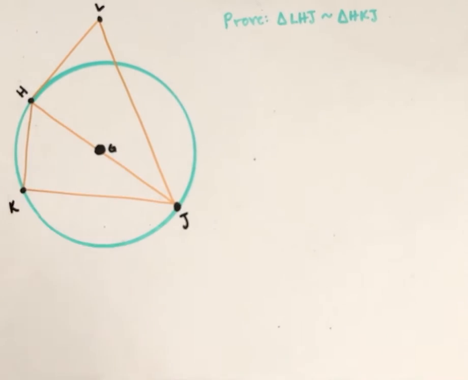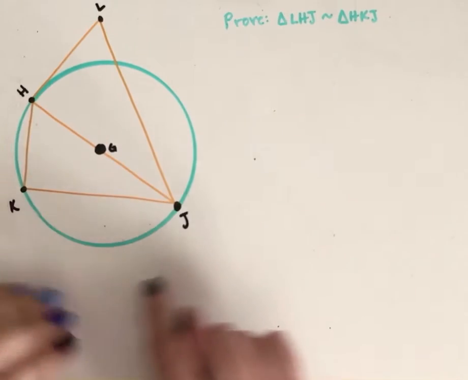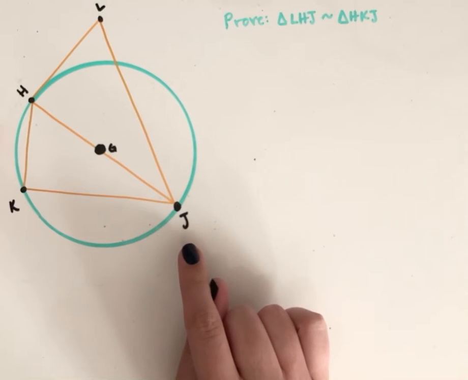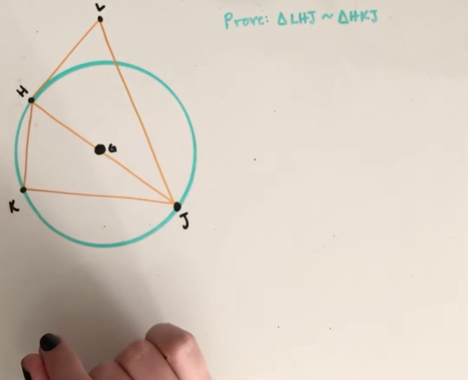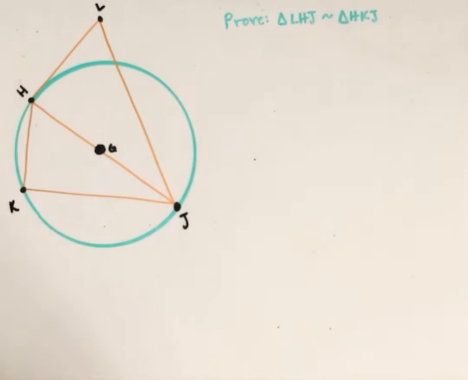So I'm going to talk about the second proof that I assigned to you in Friday's assignment. Here we have a diagram of circle G. There are two triangles here. We're supposed to prove that those triangles are similar. As usual, I'm going to do that using angle. Let's start with what we were given.